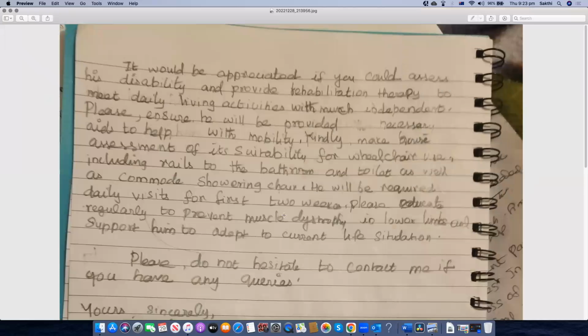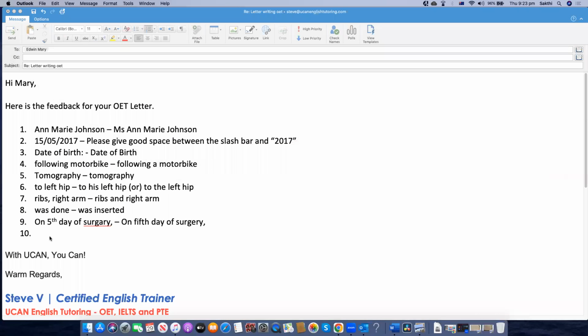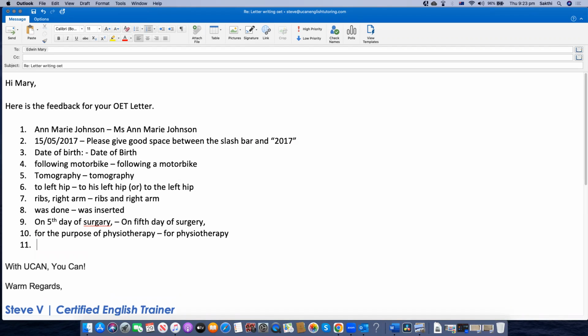Okay, let me have a look at the next. Yes, so you have got more words, so it is better to avoid these three words from here. So you can say for the purpose of physiotherapy rehabilitation, it's better to use for physiotherapy rehabilitation. This is more than enough. All right, let's continue with the next sentence.